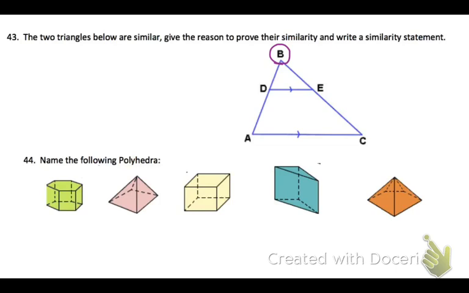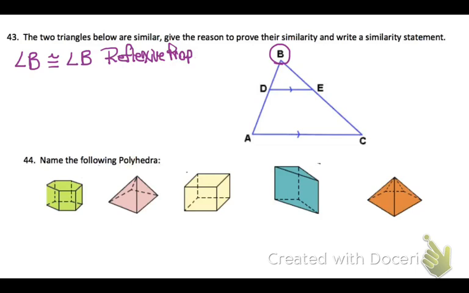I know that both of these triangles, the small one and the large one, share angle B. Notice that that small triangle is kind of laying on top of the big one. So they both share angle B, and angle B equals itself. That's the reflexive property. So I've got one angle of each triangle.